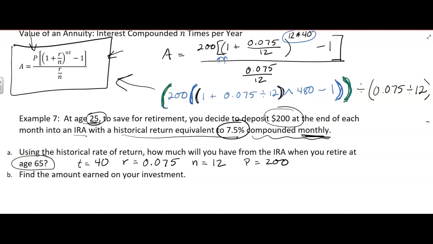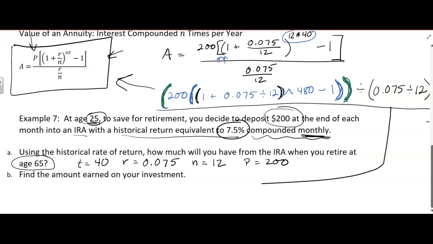Okay, now they do it a little bit differently in the book. They actually put in some of the numbers. They figure out what 0.075 divided by 12 is. But if I wanted to put it all in my calculator at once, this is what I would type in. So stop the video and try typing that in and come back and we'll see if we have the same answer.